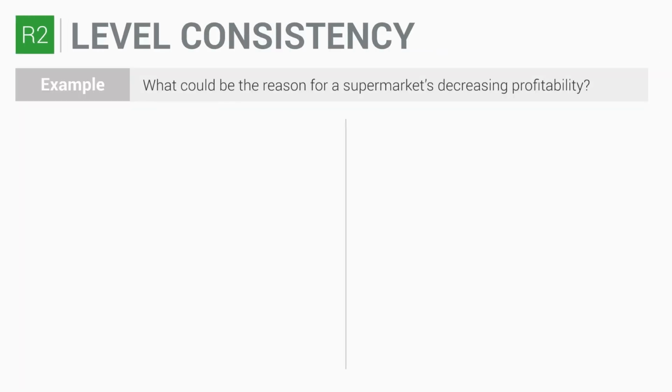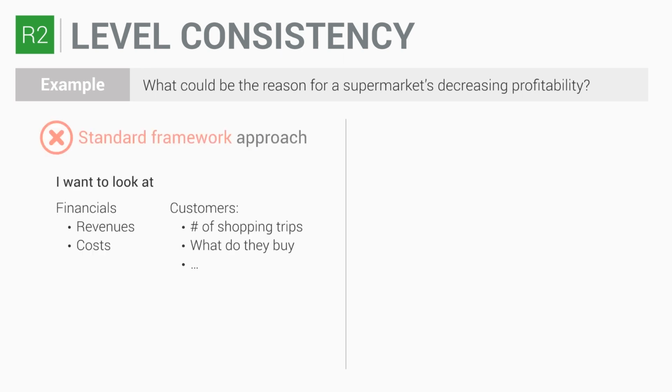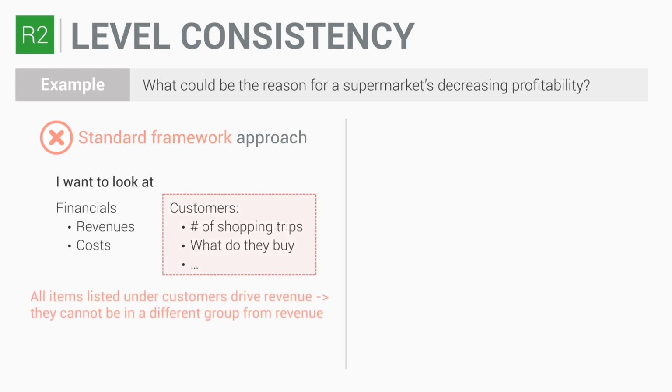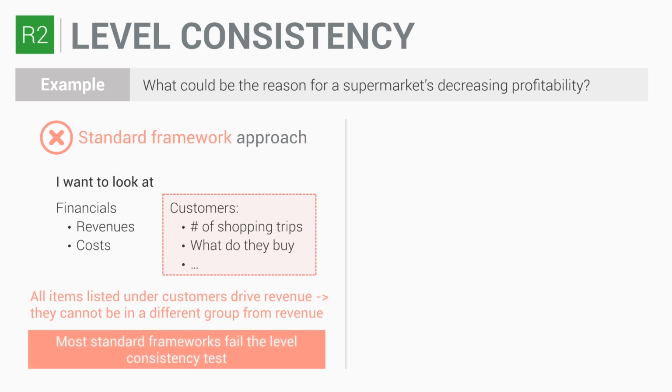What could be the reason for a supermarket's decreasing profitability? A standard framework approach would ask you to look at financials and customers. Within financials, you would look at revenues and cost. In the customers group, you would further analyze the number of shopping trips and what they buy and so on. However, like most standard frameworks, this fails the level consistency test. All items listed under customers drive revenue, and therefore they cannot be in a different group from revenue.